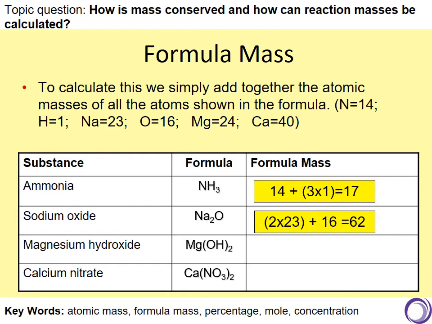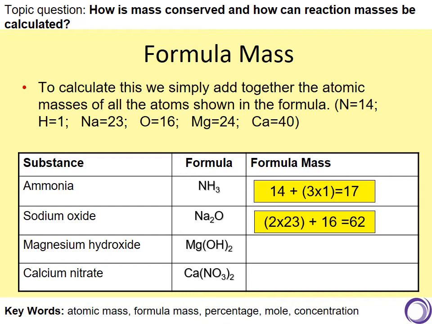We can do the same for sodium oxide. So in this case we have 2 sodium atoms, so that's 2 times 23, and we have 1 oxygen, which is 16. So we add 2 times 23 plus 16, we get an answer of 62. So they're quite straightforward. But then we have formulae with brackets in.